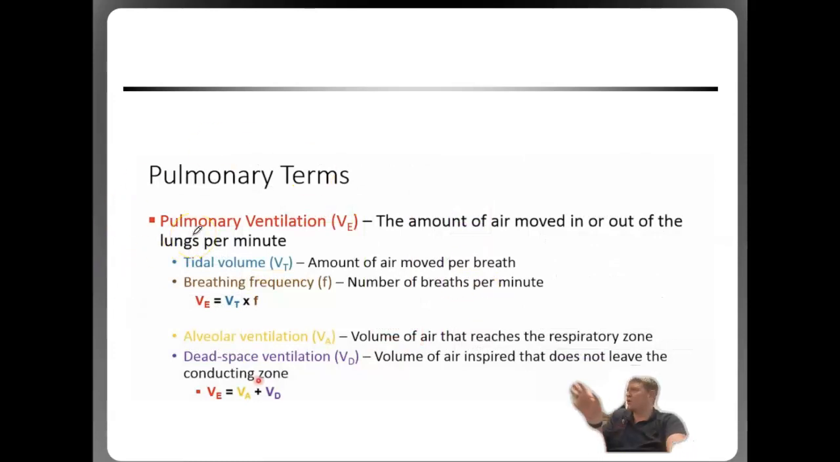So all those terms that you just saw there. Pulmonary ventilation is the air moving in and out normally. Your tidal volume is the amount moved per breath.